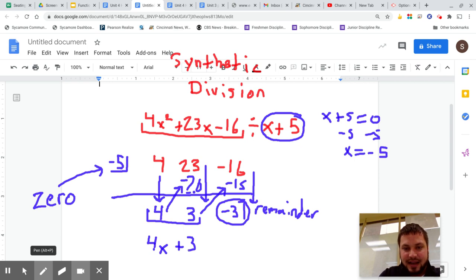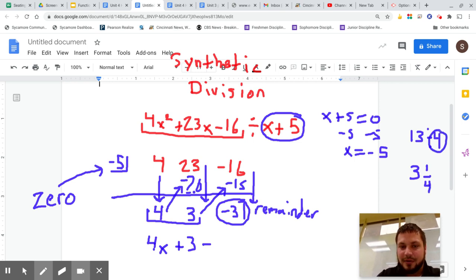Now, to write your answer when it has a remainder, since it's negative, I'm going to write minus. Let's recall something really fast. If I was doing like 13 divided by 4, okay, I would write that answer is 3 with a remainder of 1. It would be 3 1/4. I write the remainder over the divisor. That's exactly what we're going to do here. I write the remainder, which is 31, over the divisor, which really was x plus 5.